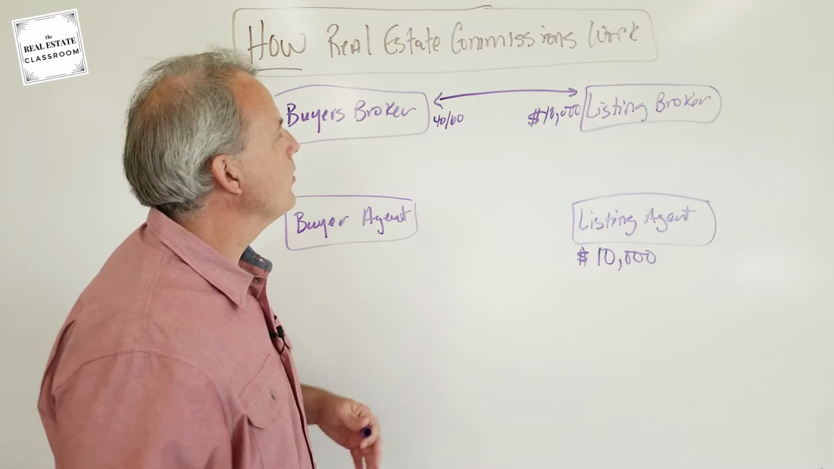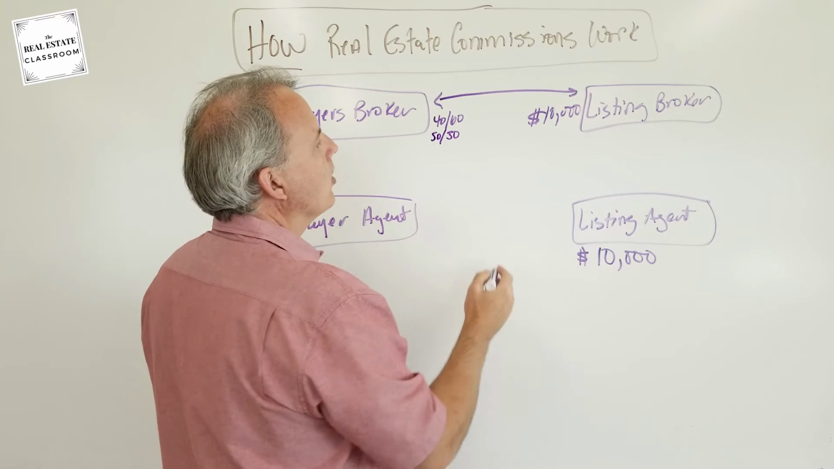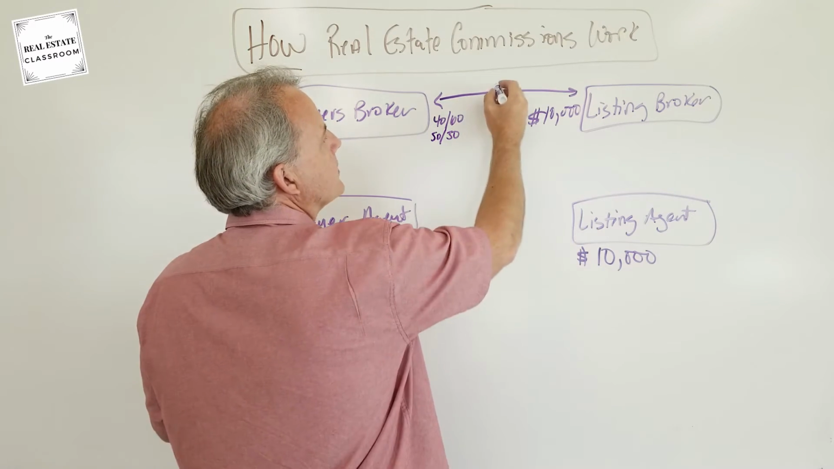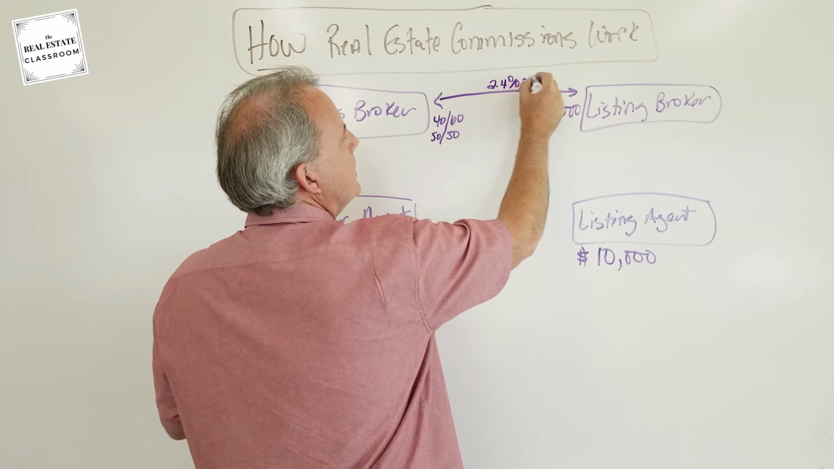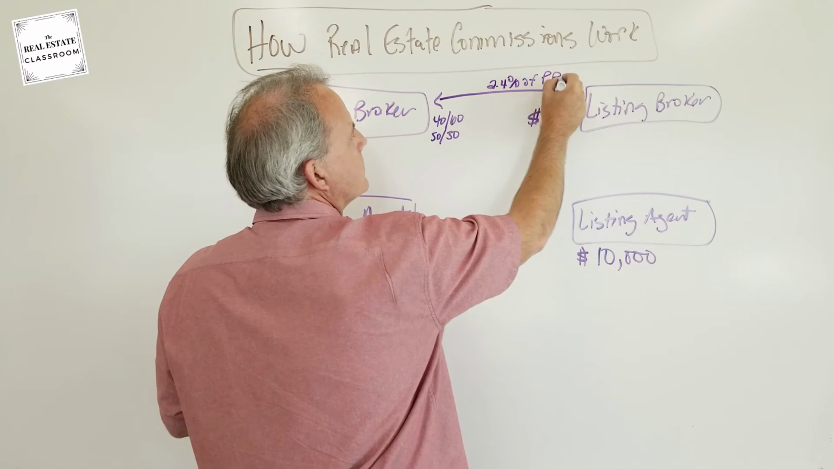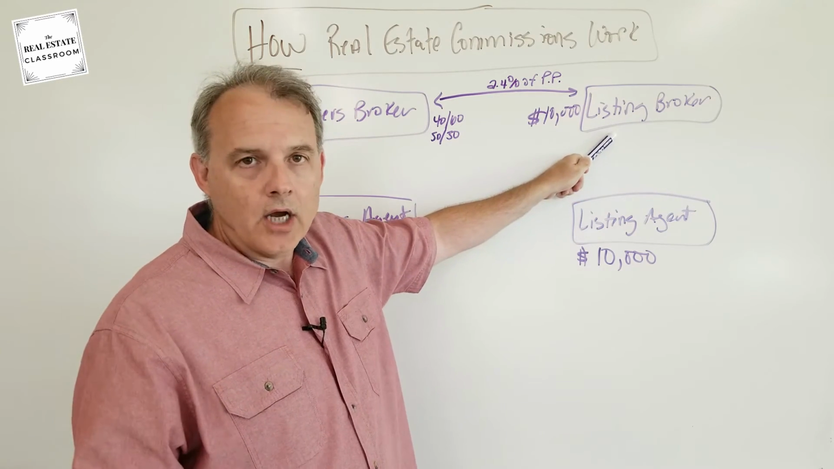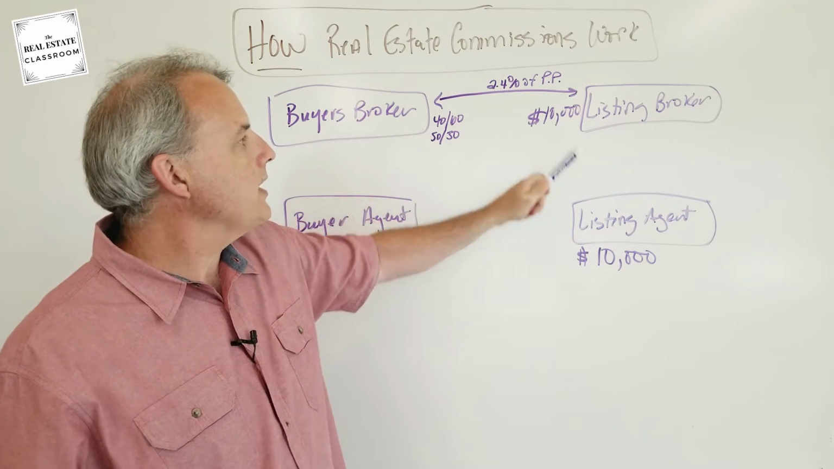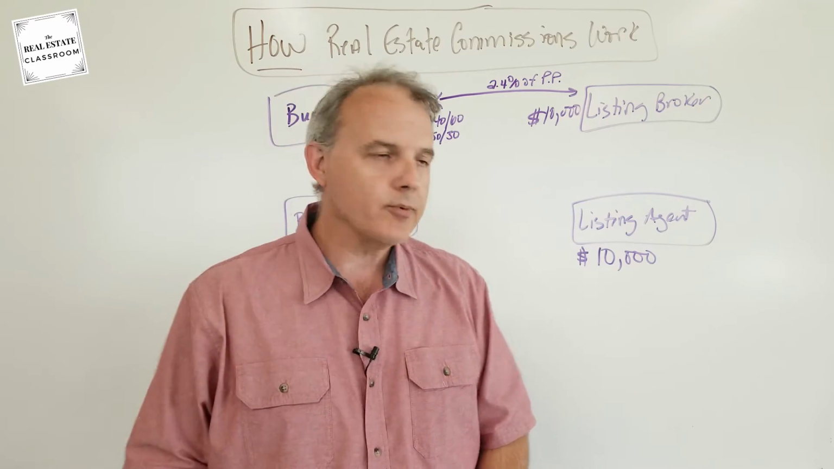There can be another way of doing it, and this could be 50-50. That's another one that I see. Or it's a certain percentage of the purchase price. So we might actually see something like 2.4% of the total purchase price. So the listing broker is saying on a $100,000 home that the buyer's side is going to get 2.4% or $2,400 based on a $100,000 purchase price.